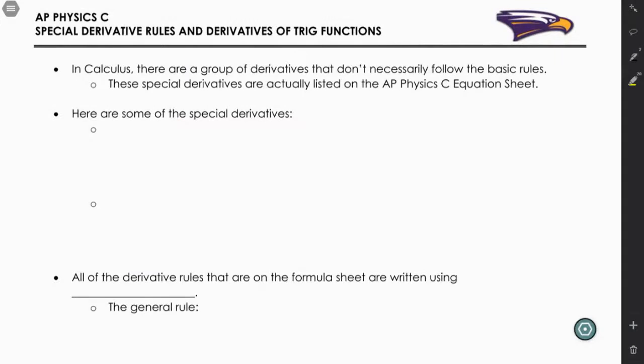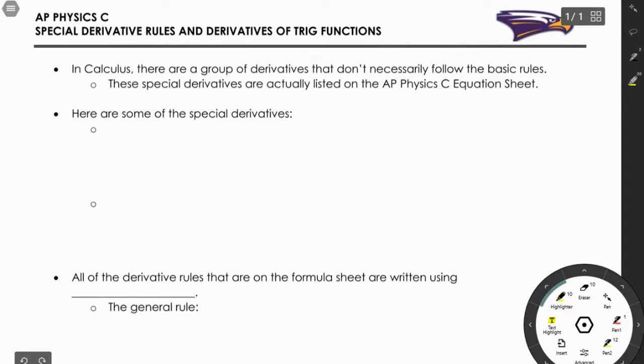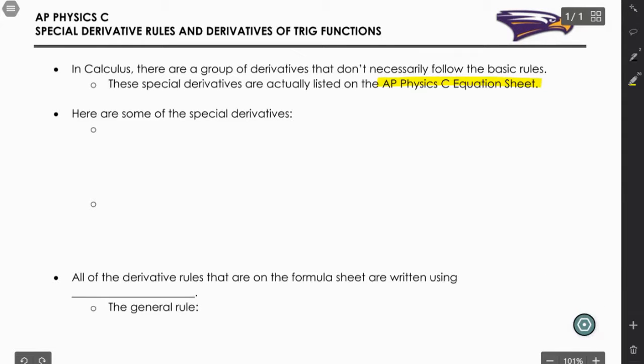Okay, so let's go over some special derivative rules and the derivatives of trig functions. Now, one thing to note is that all this stuff is on the AP Physics equation sheet. So if on test day you're all kind of confused about where they are, they're on page 3.